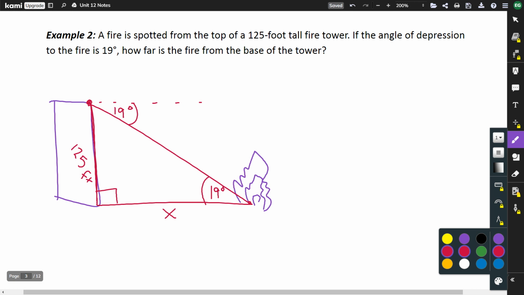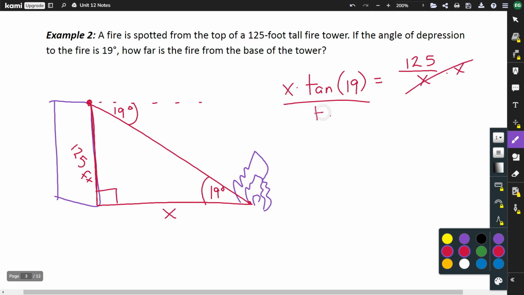So we have another tangent situation here, right? It's going to be tan of 19 degrees is equal to 125 over x, multiply both sides by x, divide by tan of 19, right? We're just trying to get our variable by itself. So we end up with 125 divided by tan of 19, which is going to give us about 363 feet.